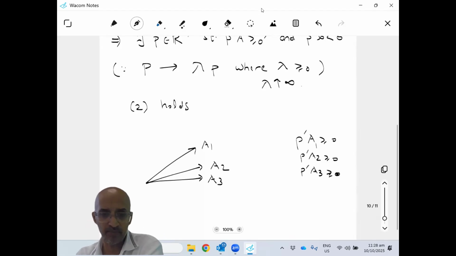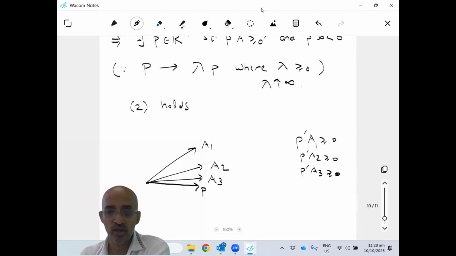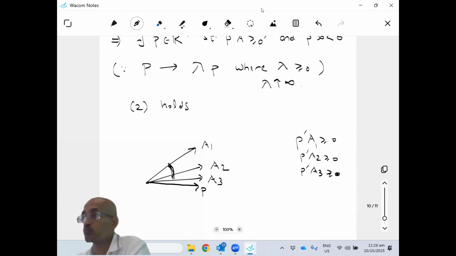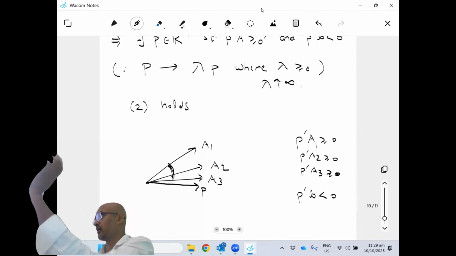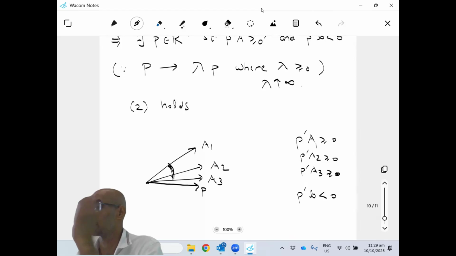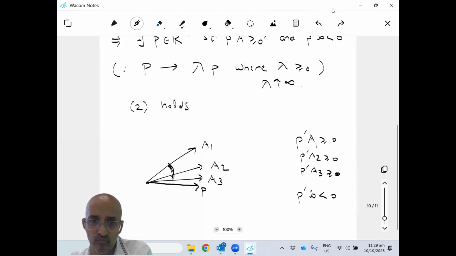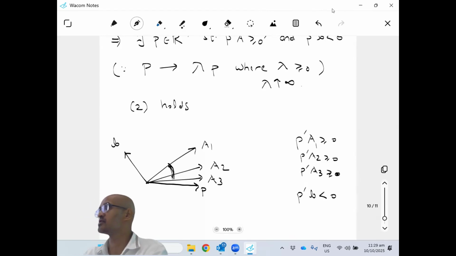So maybe the P looks something like this. These angles are less than 90 degrees, right? If I say P transpose B is less than 0, what does it mean? It means B forms an angle which is more than 90 degrees with P. So maybe B is going in this direction. So P transpose B is a larger angle.